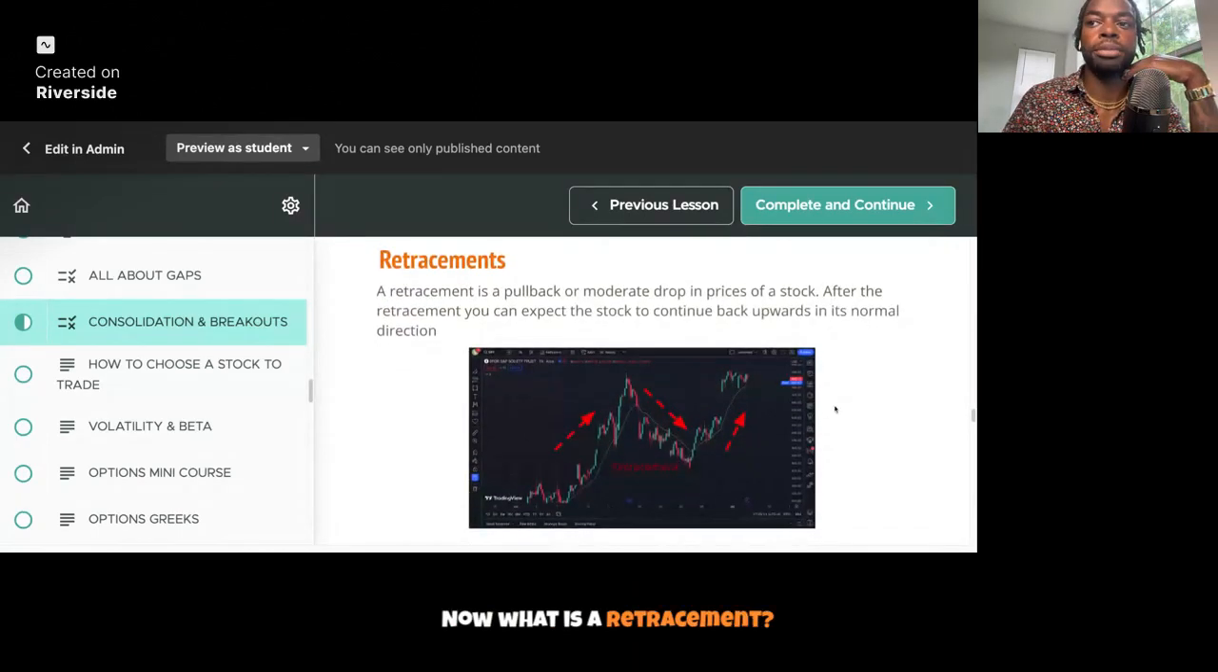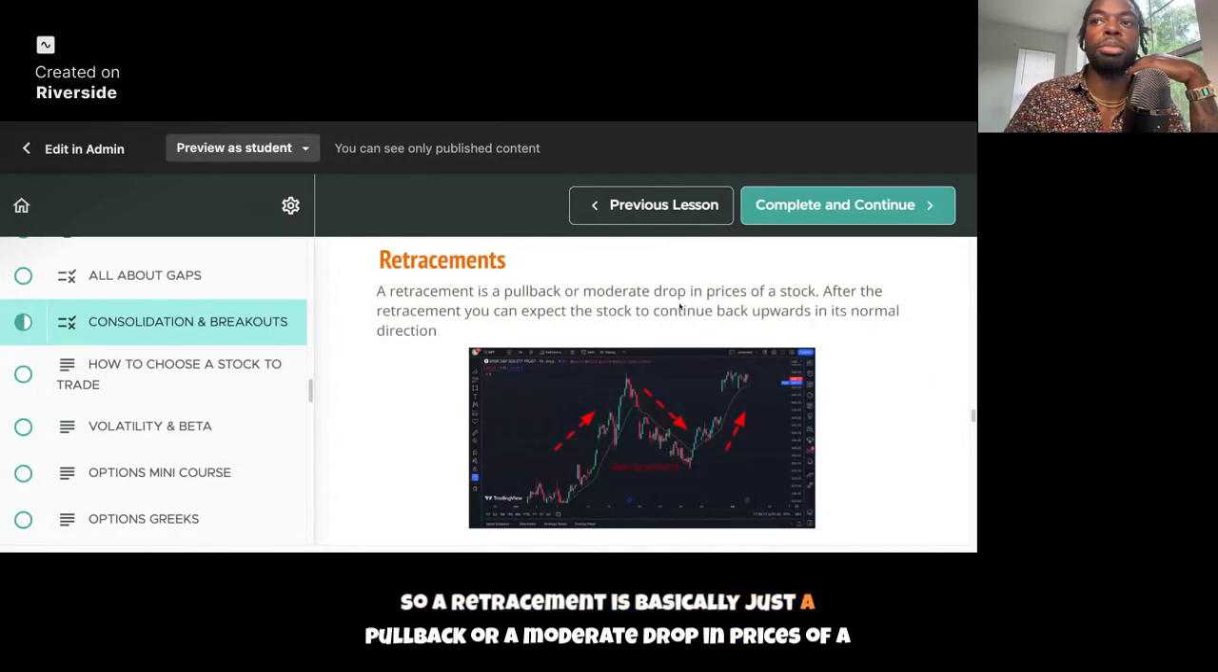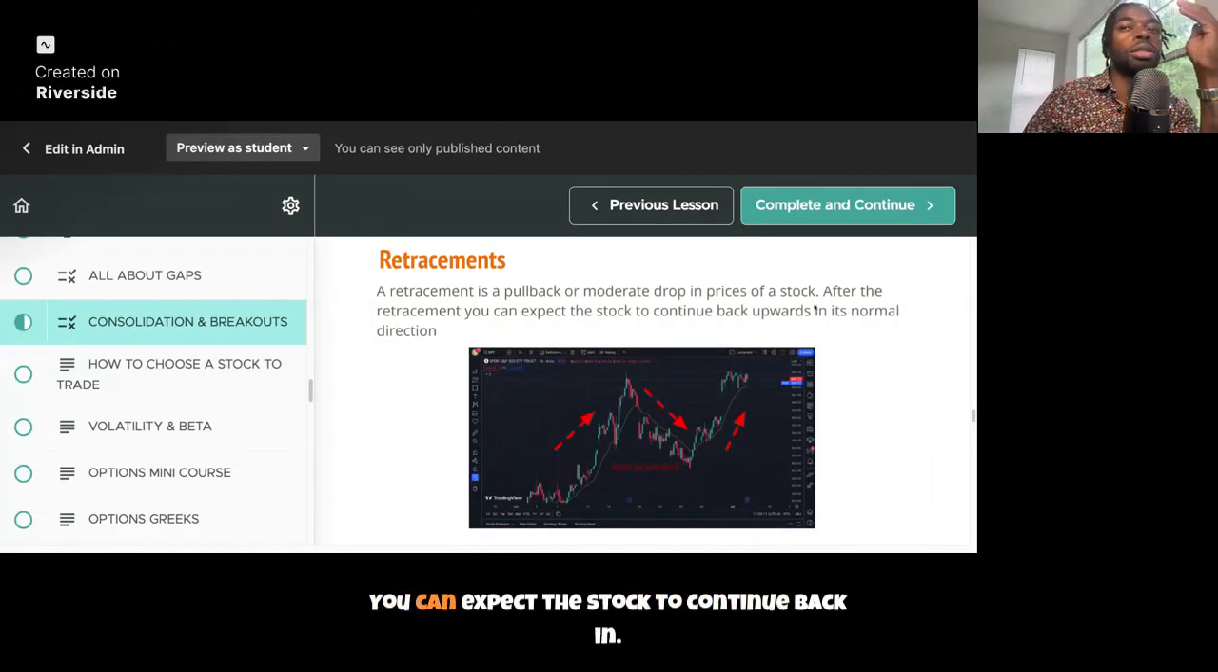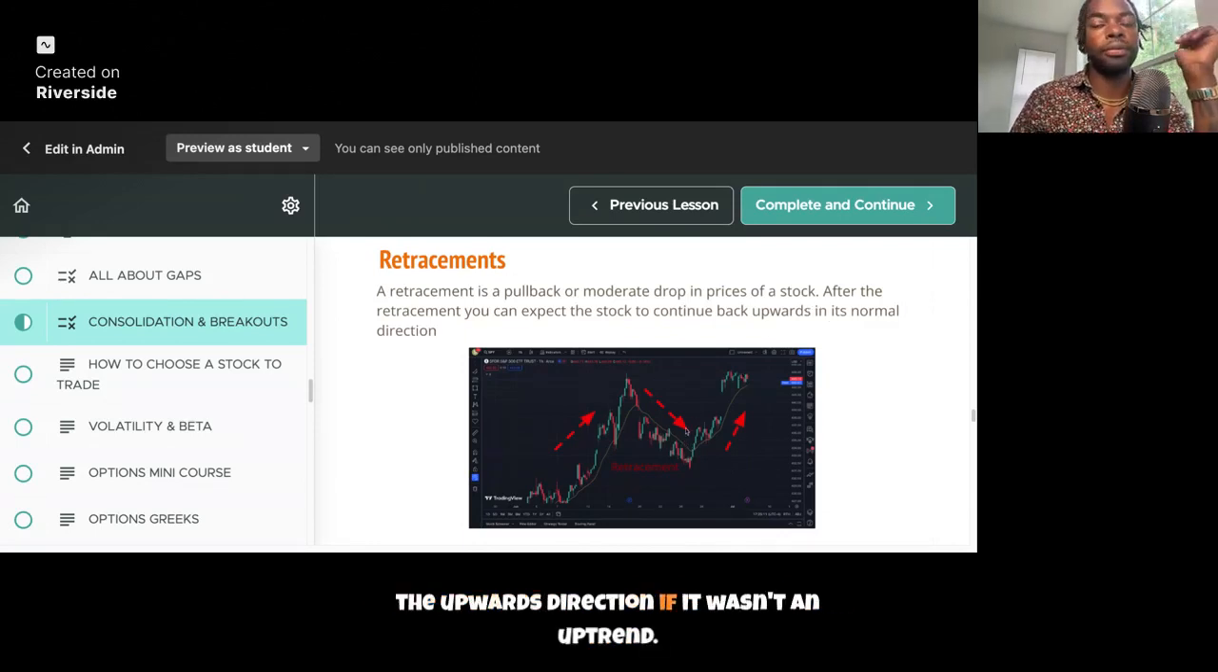Now, what is a retracement? A retracement is basically just a pullback or a moderate drop in prices of a stock. After the retracement, you can expect the stock to continue back in the upwards direction if it was in an uptrend.